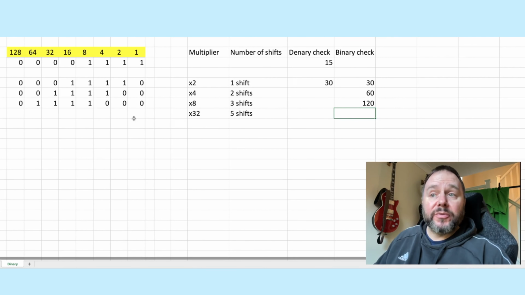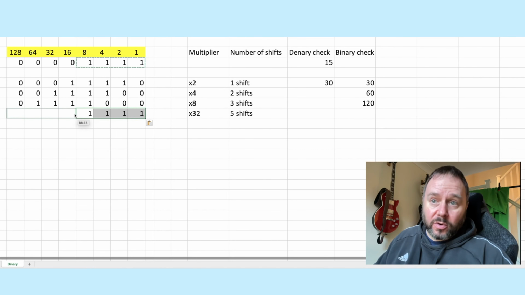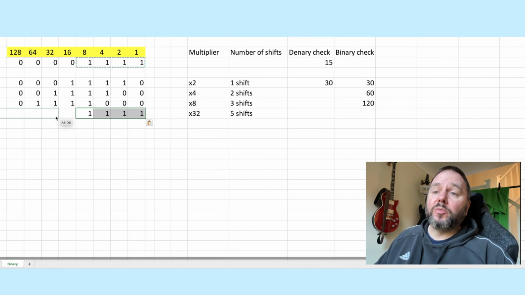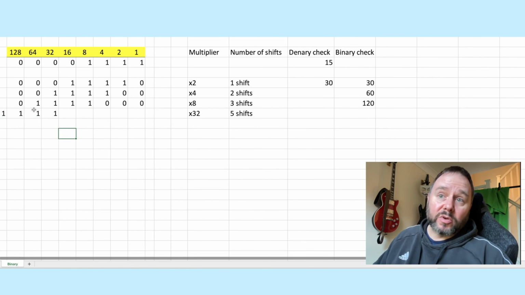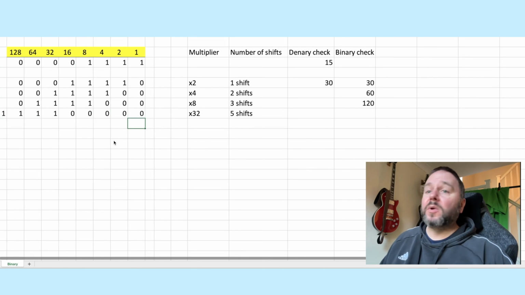And let's times it by 32. I said that was going to need 5 shifts: 1, 2, 3, 4, 5. And we've got a problem here, haven't we? Because we've gone off the edge. Now, when you go off the edge, it's an overflow error.